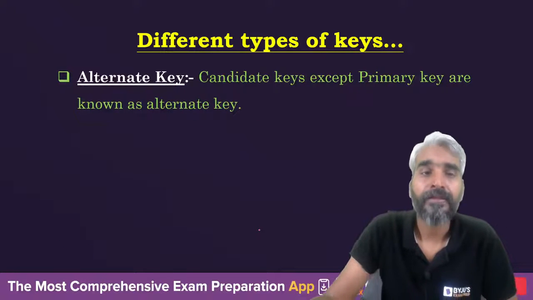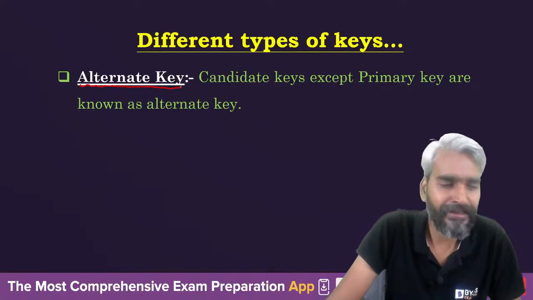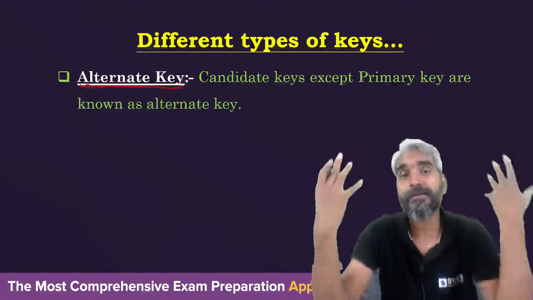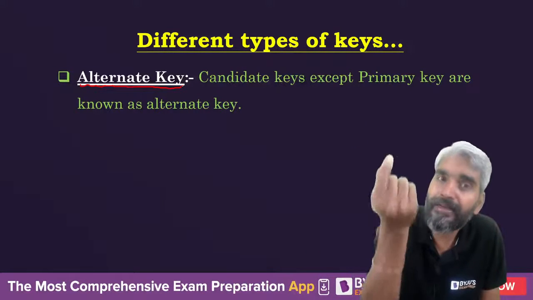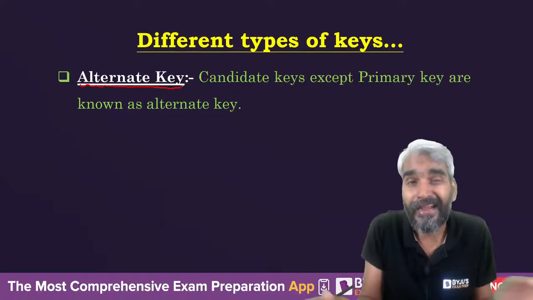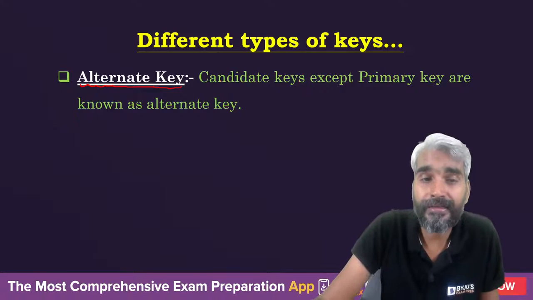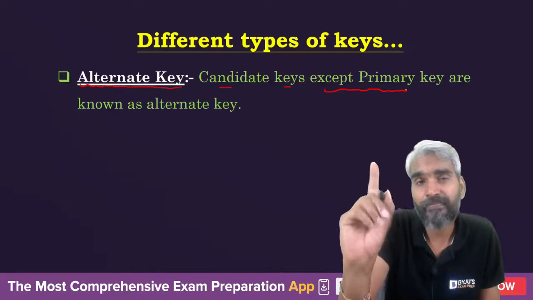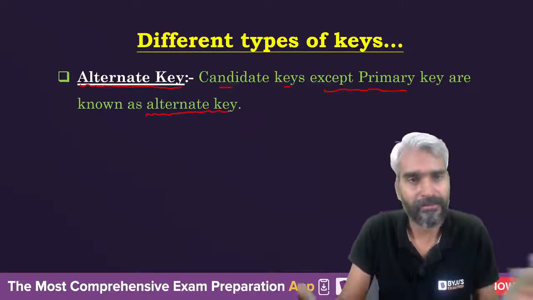Okay. So again, what is another key? So another key is alternate key. So what did I say? There may be more than one candidate key. So you will choose one out of multiple candidate keys as a primary key, and the leftover candidate keys will be called alternate keys. So candidate keys except primary key. So we'll define one candidate key as primary key. The leftover will become alternate key. Simple.